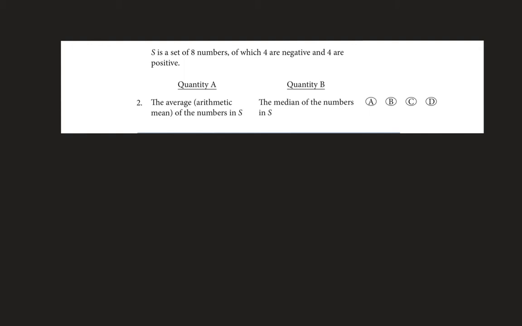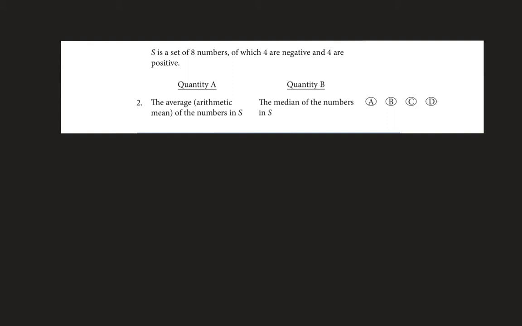It says S is a set of 8 numbers of which 4 are negative and 4 are positive. What's bigger? Quantity A, the average (arithmetic mean) of the numbers in S, or Quantity B, the median of the numbers in S. Again, we're going to try to find some values for these quantities. I know there's a set of 8 numbers. Here's the important part: we are not told whether these numbers are fractions or whatever, so we can choose whatever numbers we want.